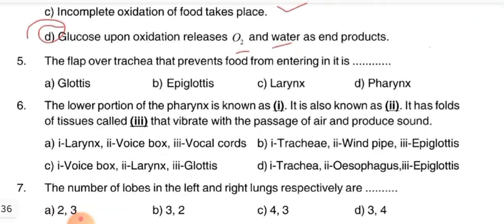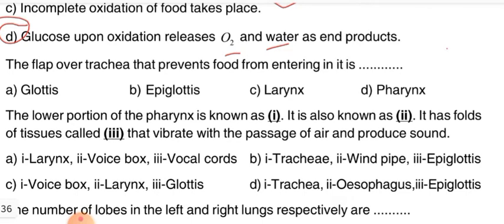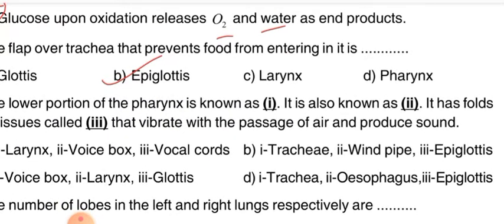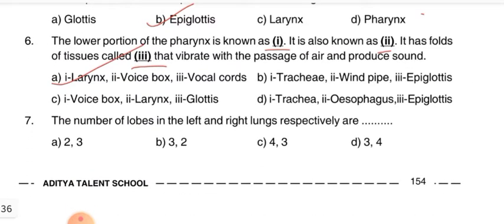Next, coming to the fifth one, the flap over the trachea that prevents food from entering it is the epiglottis. The lower portion of the pharynx is called the larynx. It is also known as the voice box. It has folds called what? Vocal cords, that vibrate with the passage of air and produce sound.